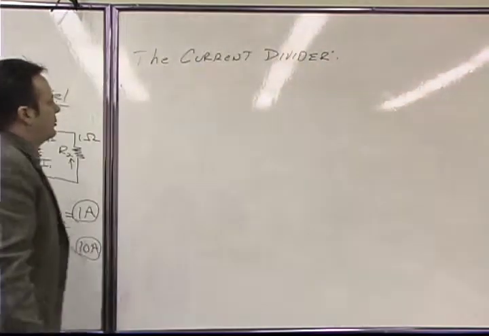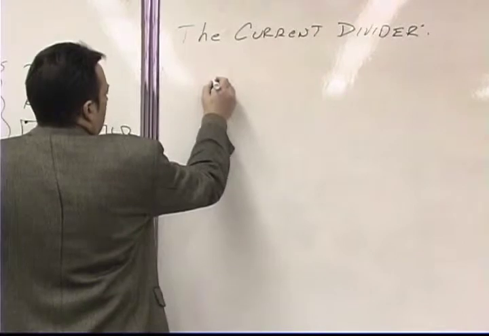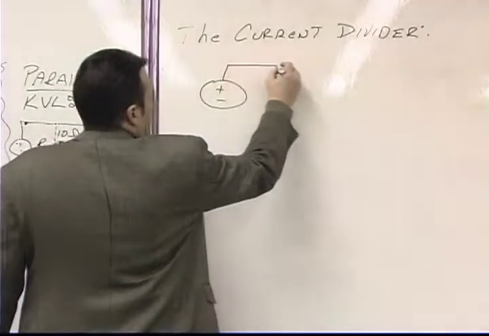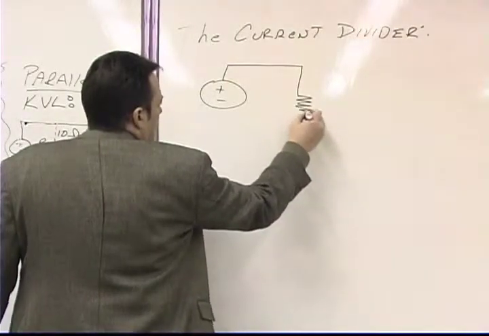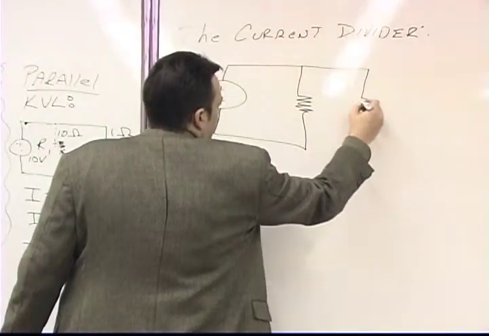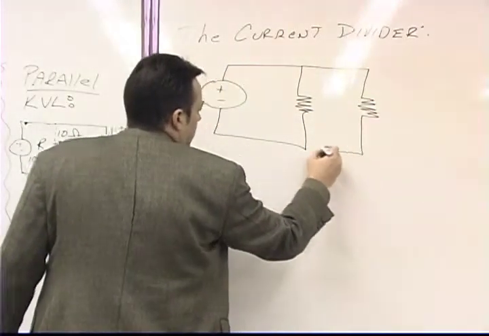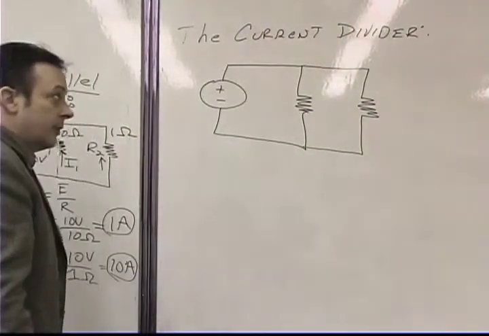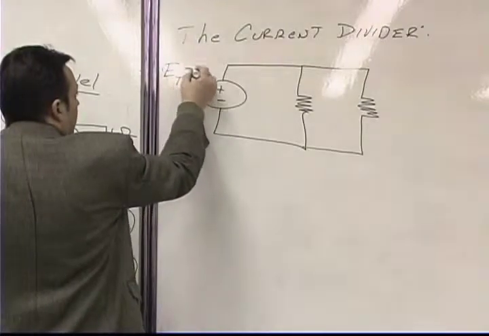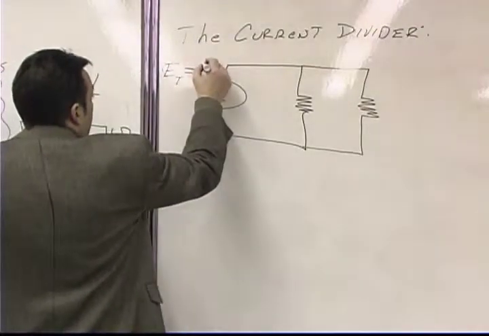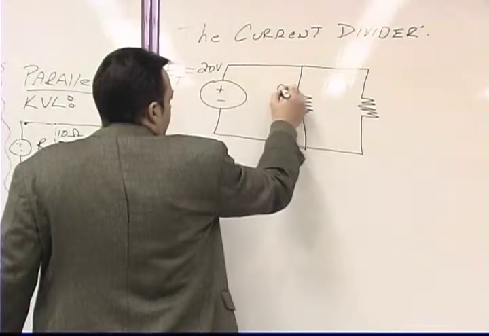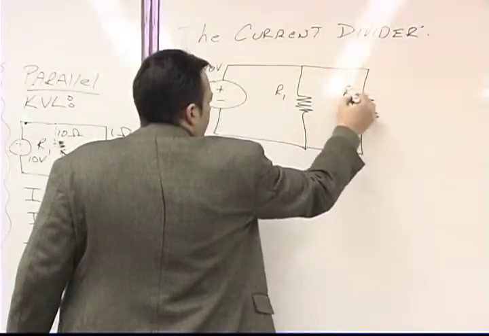The most common form of the current divider consists of the circuit that we just solved, which is a battery that's configured in parallel with 2 resistors. So you've got some kind of a voltage source, and we're just going to say that it's a battery for simplicity, and we're going to say that the magnitude of the voltage coming out of that battery is, let's say, 20 volts. And let's say that this is resistor number 1 and this is resistor number 2.